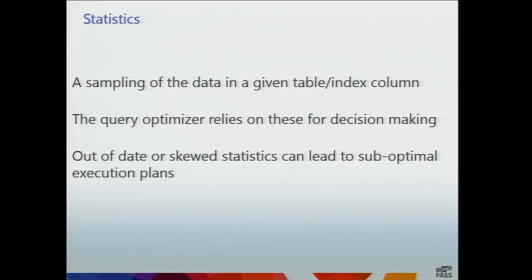There are certain constructs in SQL Server that we don't maintain statistics for, like table variables. We always assume one record in a table variable, and if we're joining a table variable to a very large table, it may make some assumptions based on the fact that we're just using a table variable. So something to keep in mind there. Out-of-date statistics can absolutely lead to suboptimal execution plans.